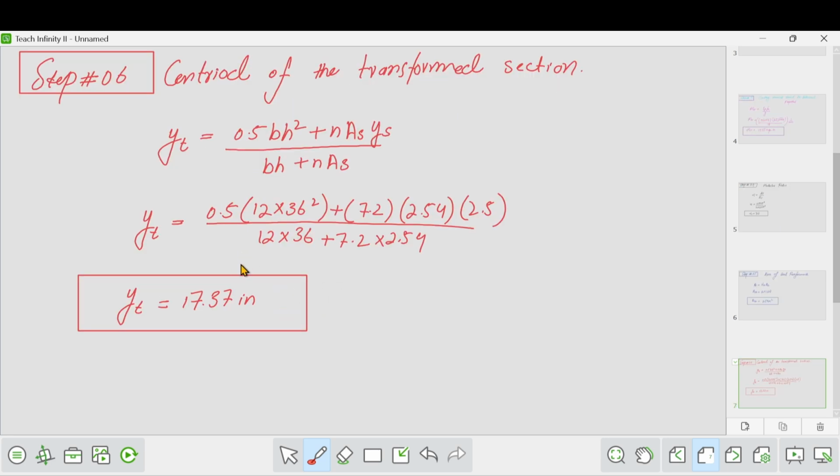Now determine the centroid of the transformed section. In this formula, the modular ratio is 7.2, the area of the steel, which we found previously, is 2.54, b, the width of the beam, is 12, and the height of the section is 36. And we will easily calculate the centroid of the transformed section, which is 17.37 inches.